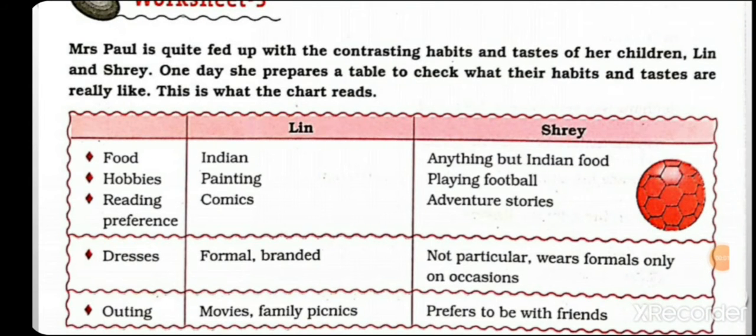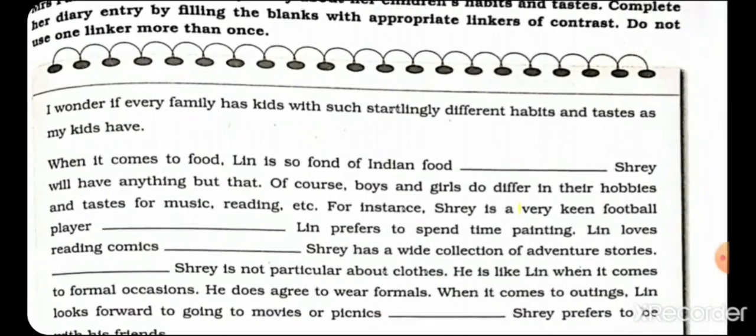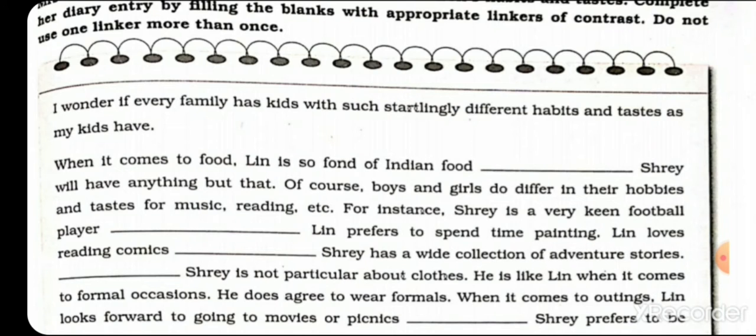Mrs. Paul is quite fed up with the contrasting habits and tastes of her children Lynn and Shrey. One day, she prepares a table to check what their habits and tastes are really like. And this is what the chart reads. So students, look at this chart carefully, and then try to find out the differences, and after that complete Mrs. Paul's diary entry by filling the blanks with appropriate linkers of contrast. And beta, remember, do not use one linker more than once. So students, how can we complete this worksheet?